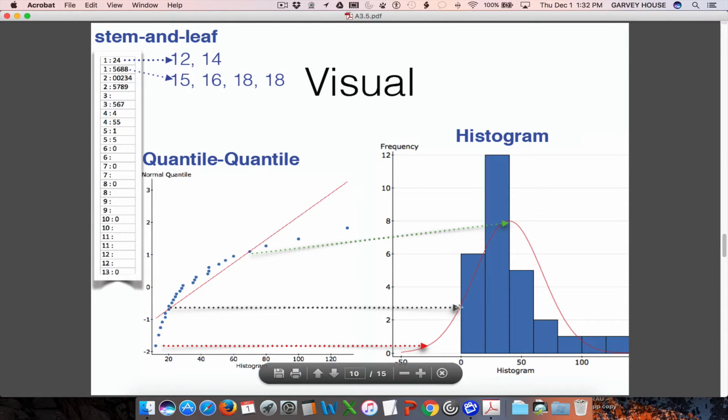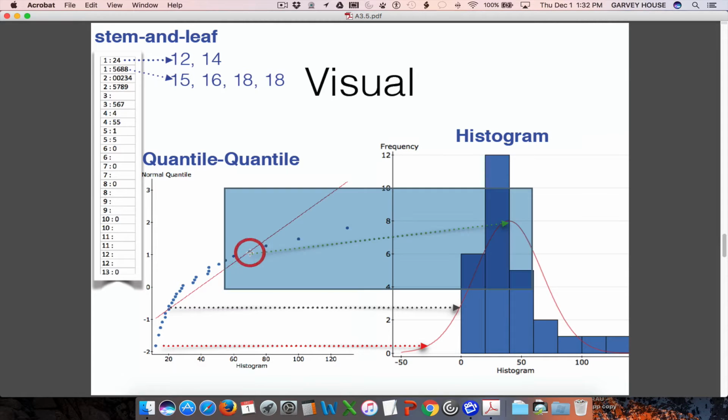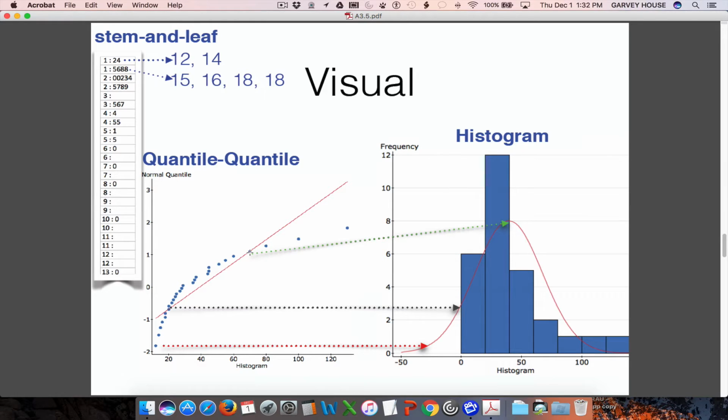You can see over here in the histogram, that's when the data at 0 cross the theoretical normal curve line. And similarly, if you look up here on the QQ plot, that's the point that crosses the theoretical normal curve, and that's what corresponds to the histogram. So you have the stem and leaf, the QQ plot, and the histogram.